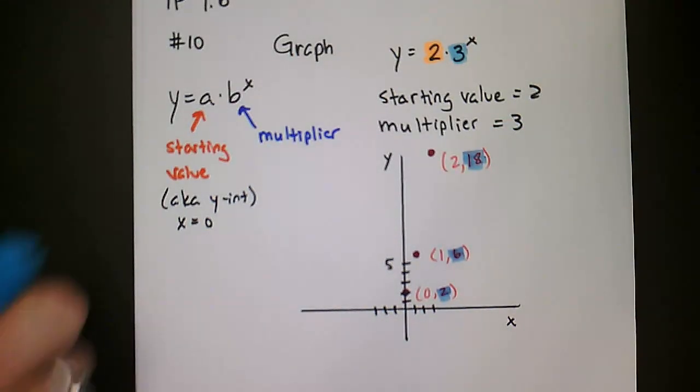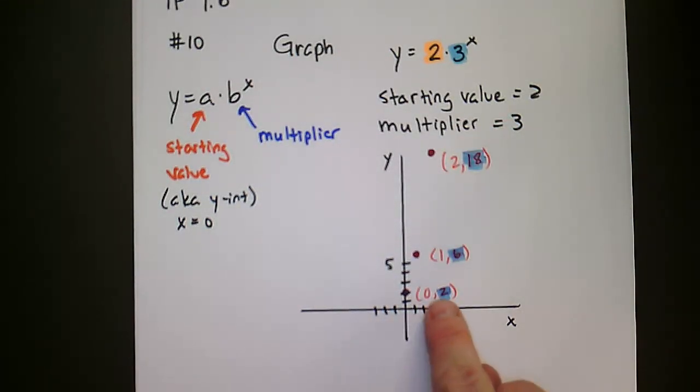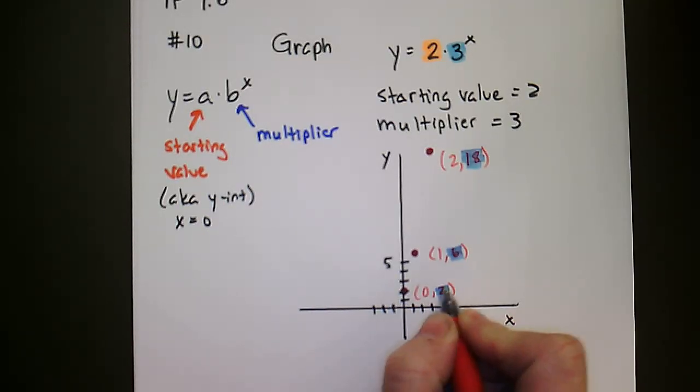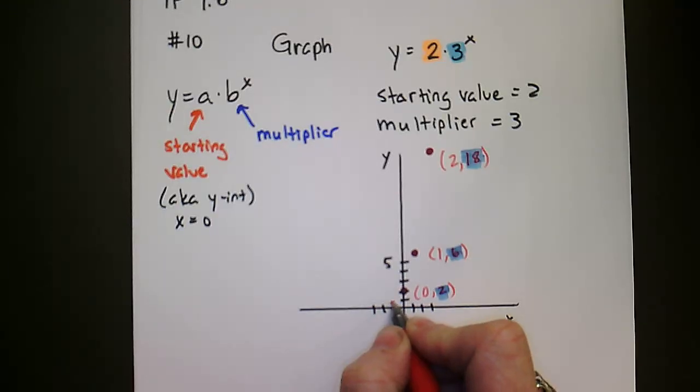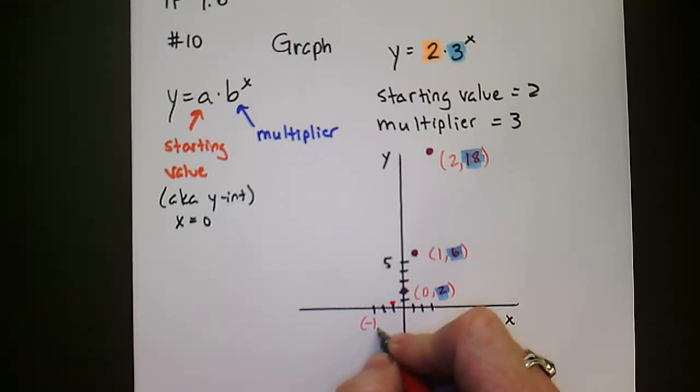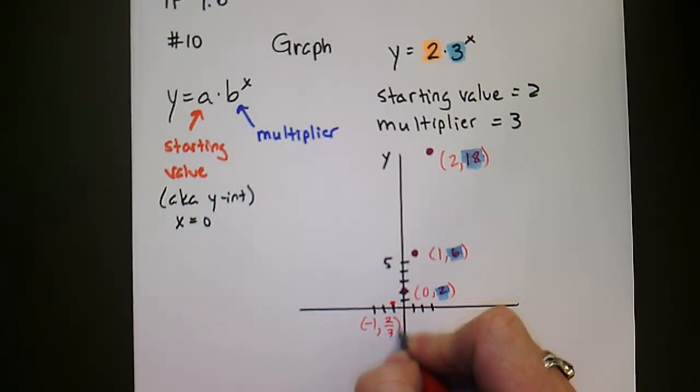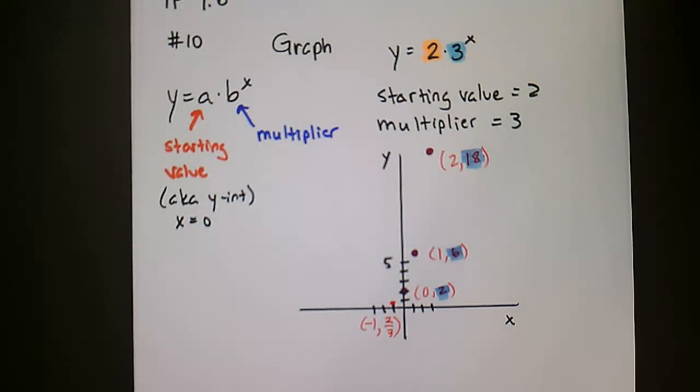Okay. Now what we're going to do is reverse that process, and instead of multiplying by 3, I'm going to divide by 3. So 1 to the left, I'm actually now at 2 divided by 3. I'm at 2/3. So that's at (-1, 2/3). And 2/3 divided by 3 is going to be then at 2/9.